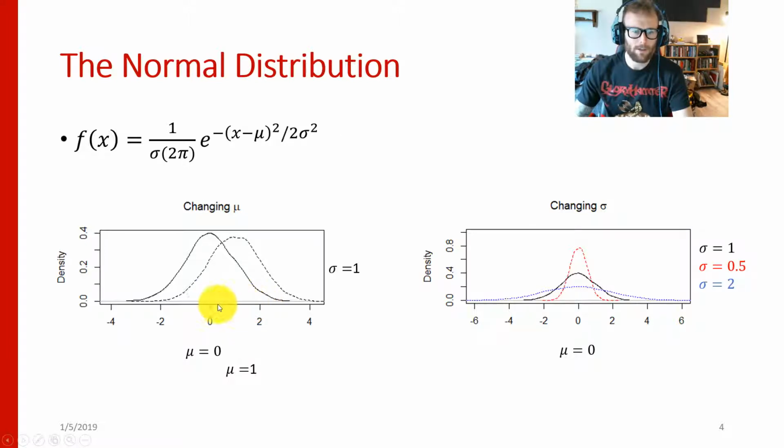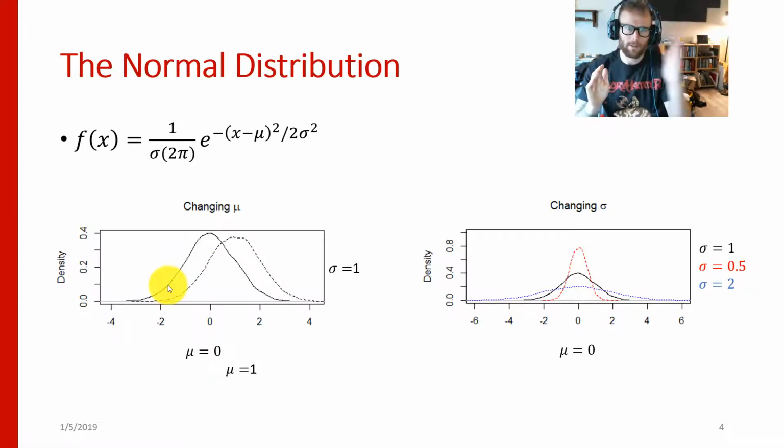Most of the scores here now fall between 0 and 2. And in fact, the same percentage of scores fall between 0 and 2 for this distribution as fall between -1 and 1 for this distribution. So changing the value of mu simply shifts this distribution to the left or the right.